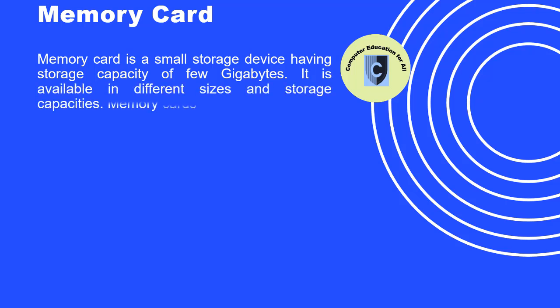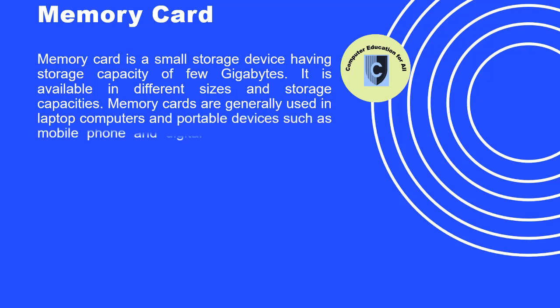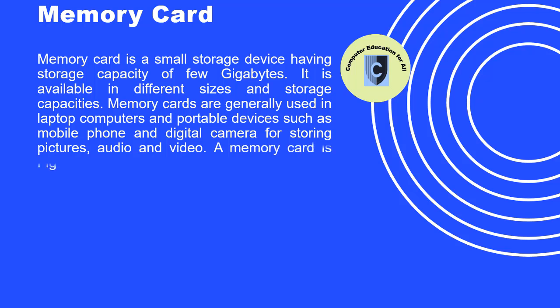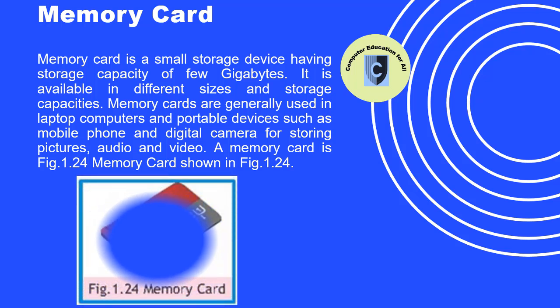Memory card. A memory card is a small storage device having a storage capacity of a few gigabytes. It is available in different sizes and storage capacities. Memory cards are generally used in laptop computers and portable devices such as mobile phones and digital cameras for storing pictures, audio, and video. A memory card is shown in Fig. 1.24.